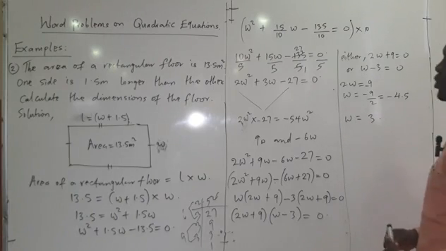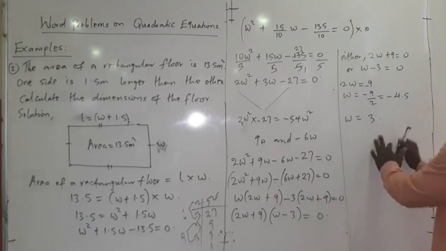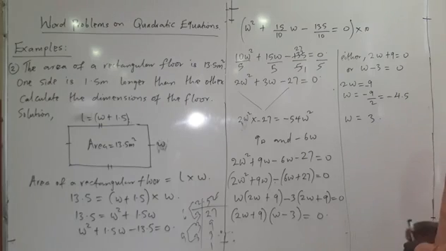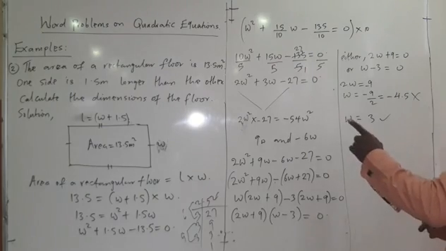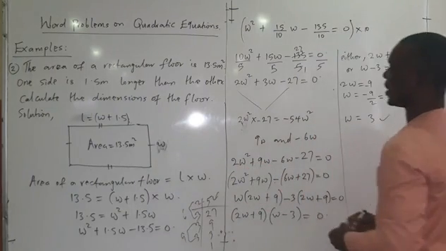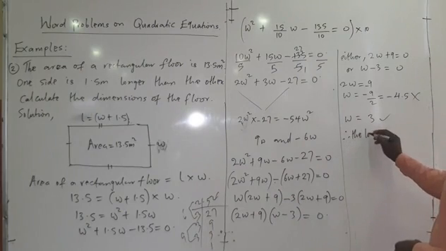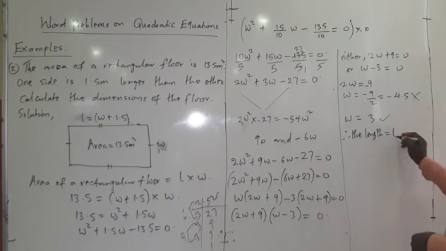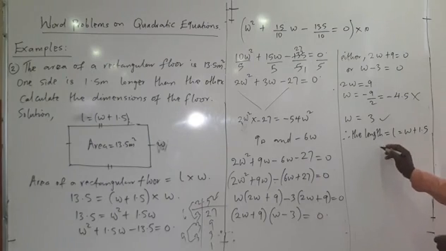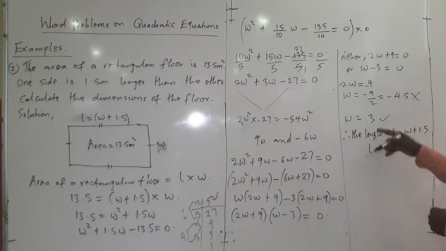So since we are dealing with measurement, we are going to go for the positive answer, not the negative one. So we go for W equals 3. But we are looking for the dimension. Dimension means we look for the length and the breadth. So the length, which is L, equals W plus 1.5. So L equals, the value for W is 3, that's 3 plus 1.5, which is 4.5 meters.